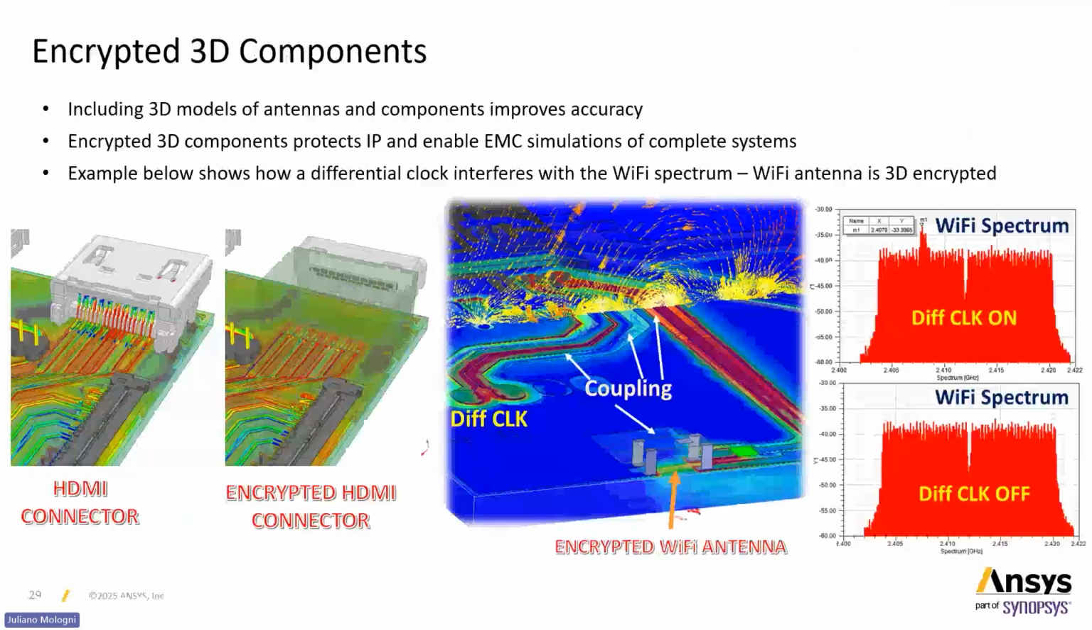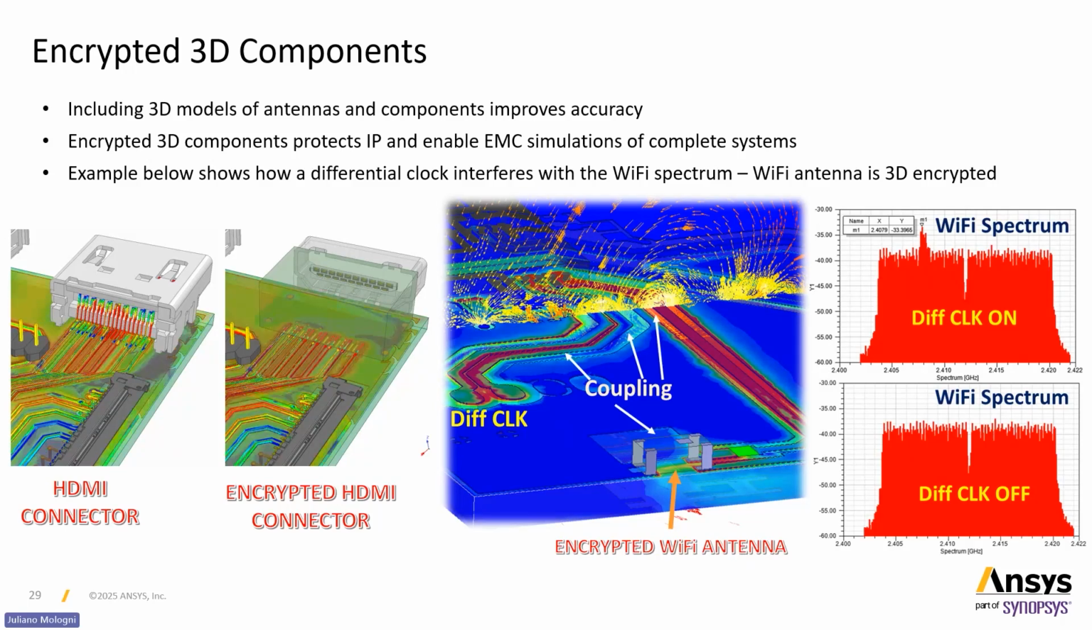But you see here, we have many other components everywhere. Here's one example on the right-hand side of an encrypted HDMI connector. On the far left, it's unencrypted, so you can see everything. But then you have the encrypted component. Basically, we can create a box and say, I don't want to show anything that is inside this box. Even though HFSS knows what's inside that box, the user can't see what's inside. And that's extremely important.